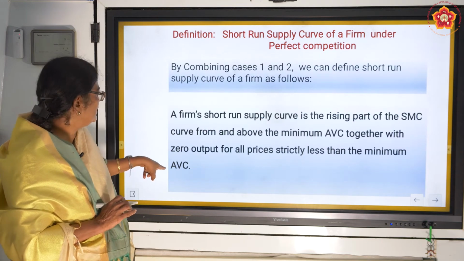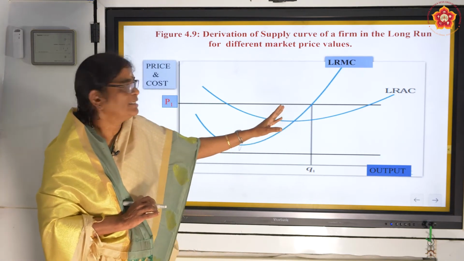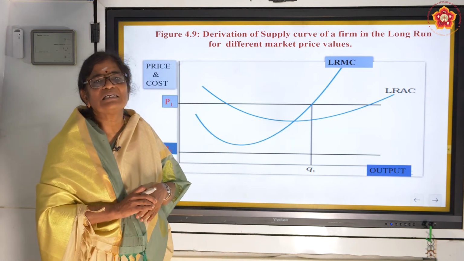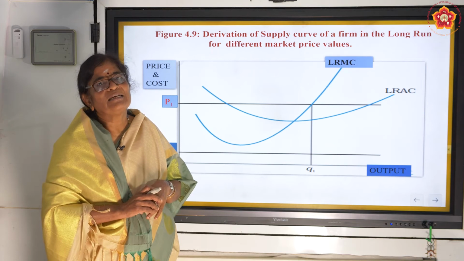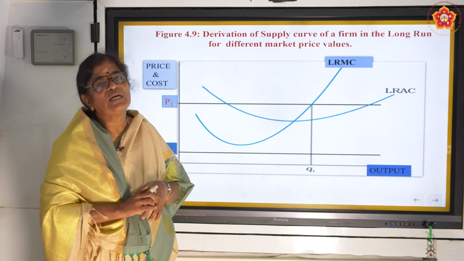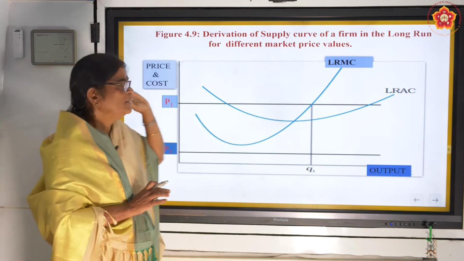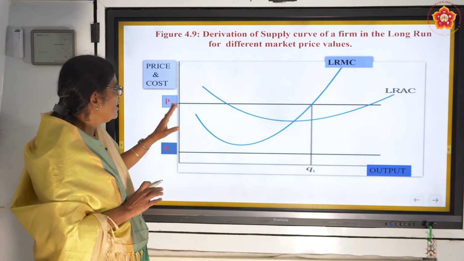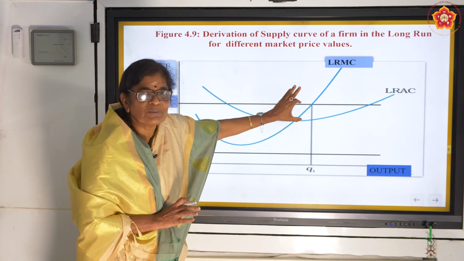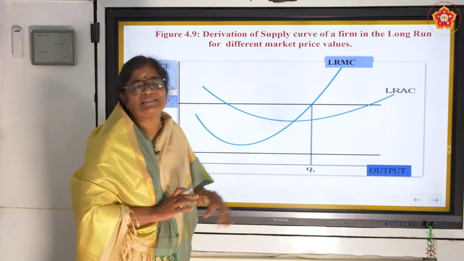Two market prices are indicated, and also only two curves are here, LRMC and LRAC. By LRMC and LRAC, we have already studied under the concept of the long run that there is no difference between variable cost and fixed cost. Therefore, there are only total cost, marginal cost and average cost. Here we are taking the average cost and LRMC curve. P1 explains the situation when price is greater than LRAC. P2 explains when price is less than LRAC.